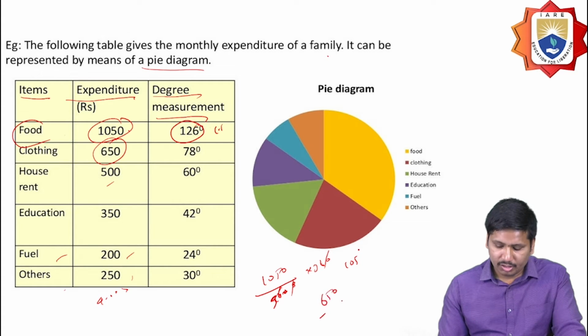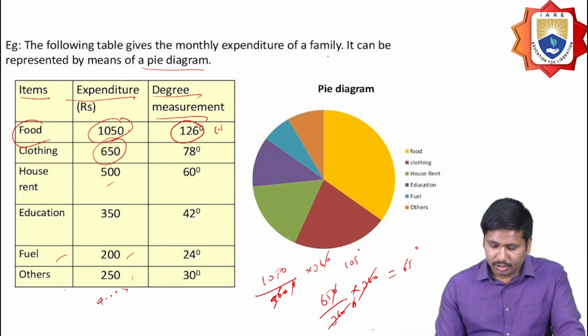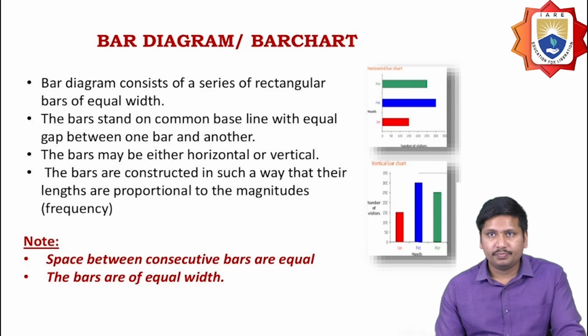Similarly, I have to calculate 650 divided by 3600 into 360. That should be 65 degrees. And then 500 divided by 3600 into 360, that is 50 degrees. So like this I can represent. Yellow is for food, this is for clothing, and this is for house rent. I can divide each segment into different colors so that each color can be printed in the form of a diagram.